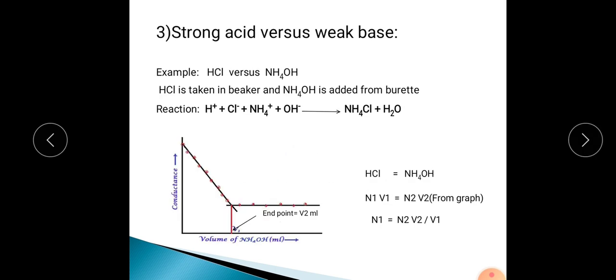Third, strong acid versus weak base neutralization titration. The example of a strong acid is HCl. The example of a weak base is NH4OH. Acids are generally taken in the beaker, so HCl will be taken in the beaker. Bases are added from the burette, so ammonium hydroxide, NH4OH, the weak base, is added from the burette.